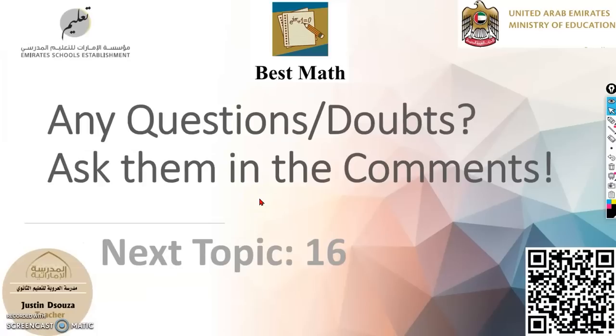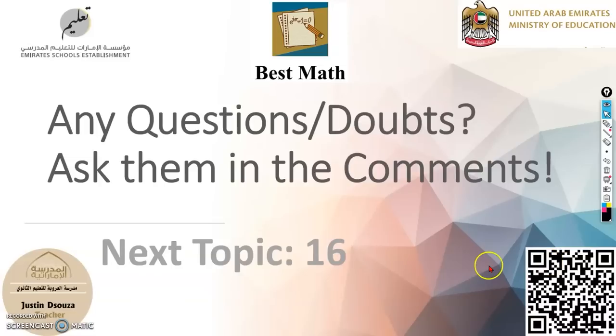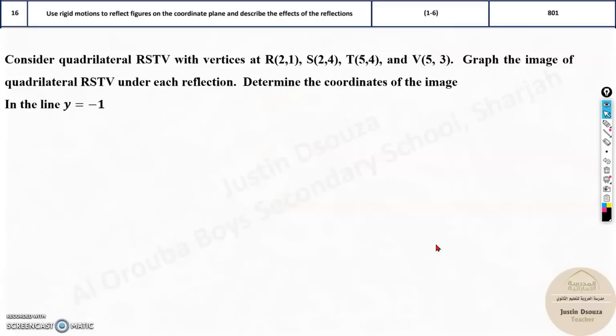That's it. So that is basically how we solve topic number 15. Just remember the translation vector. If it's not given, solve it by subtracting the original point from the translated point. You'll get the translation vector, and then just check for the answer. We will deal with reflections in topic number 16.